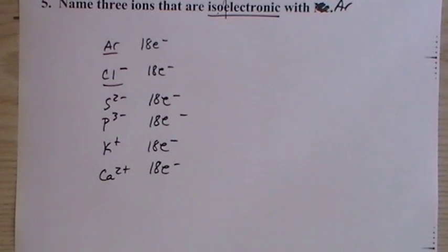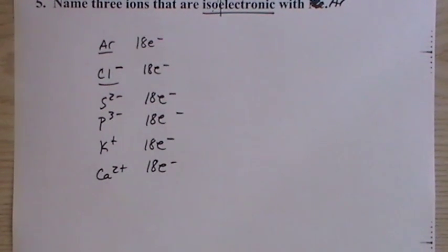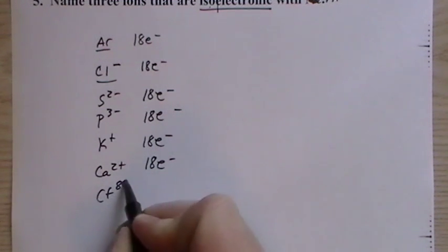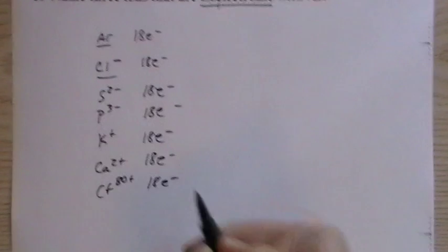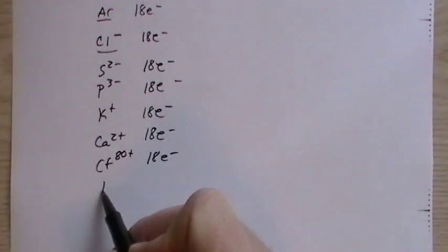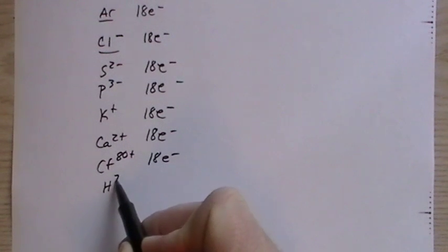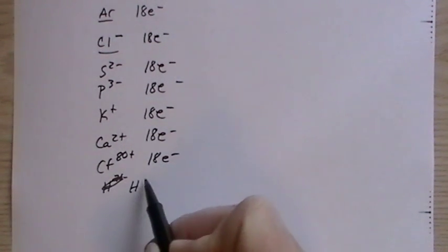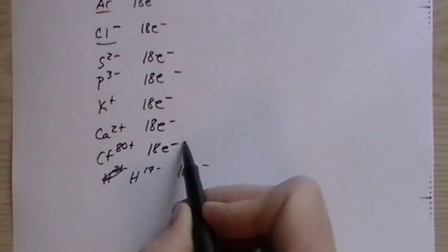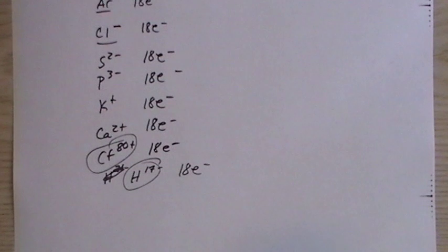You can do something really wild. Let's see, 98, so californium +80 would have 18 electrons. So on my exam, if I ask you for 3 ions that are isoelectronic with a noble gas, you can give me anything you want, any element. You could do hydrogen, which would be 17 minus, and it would have 18 electrons. Now, obviously, neither of these is particularly stable, but I didn't ask that.